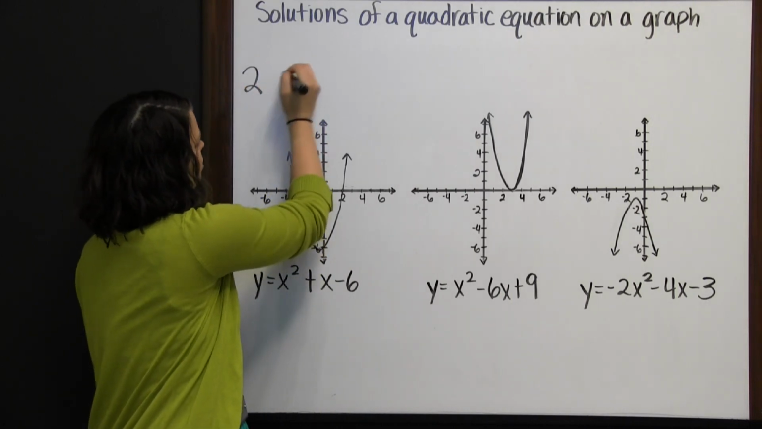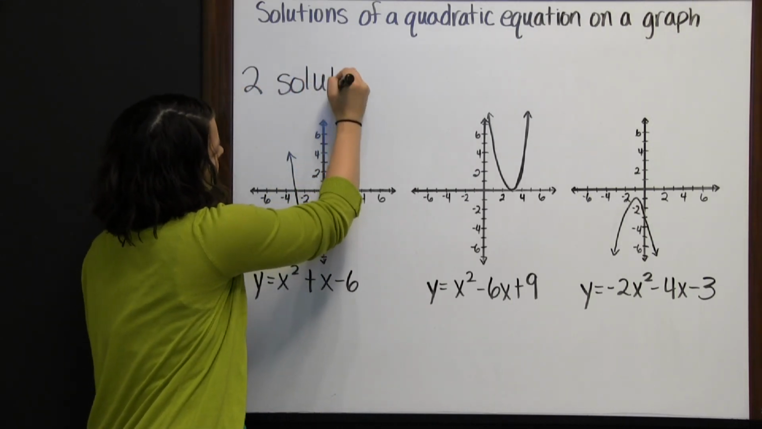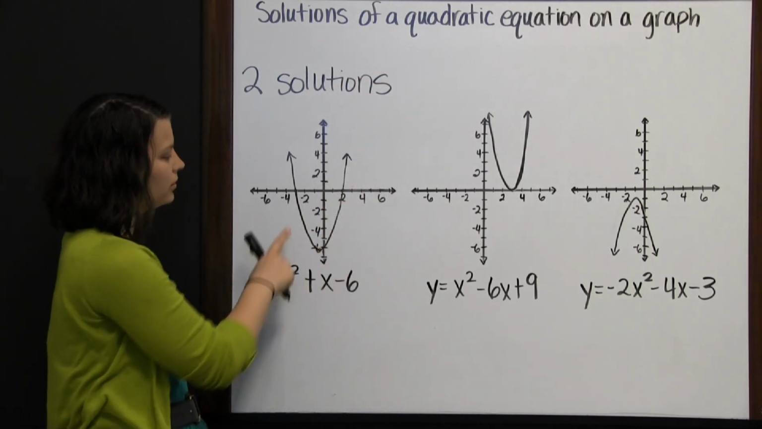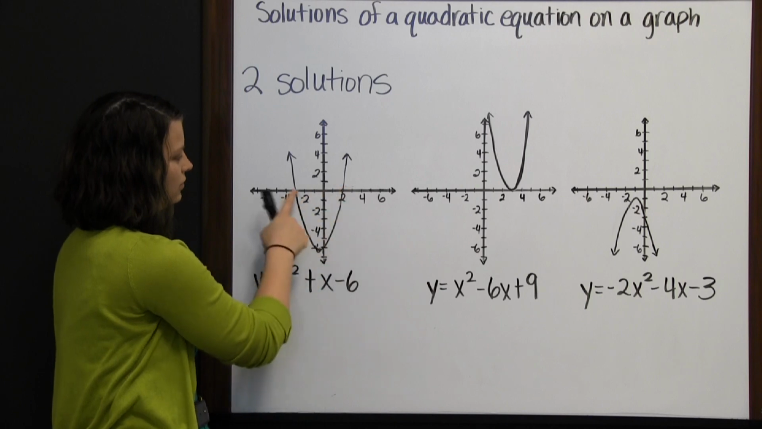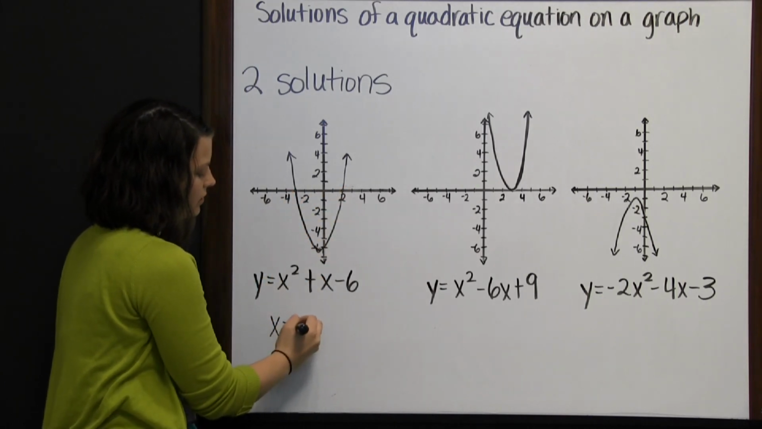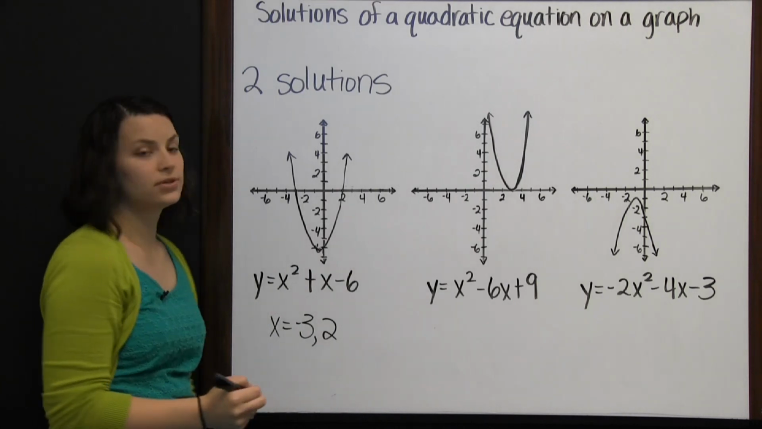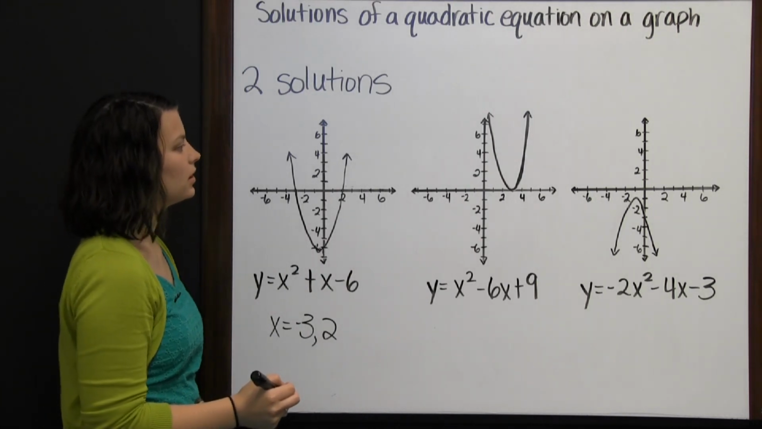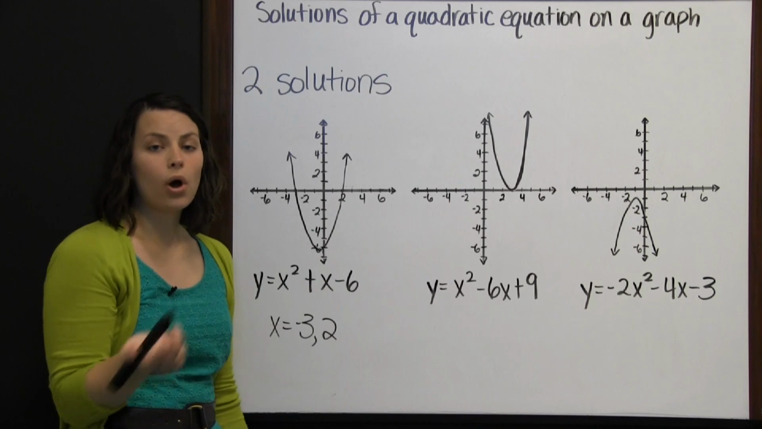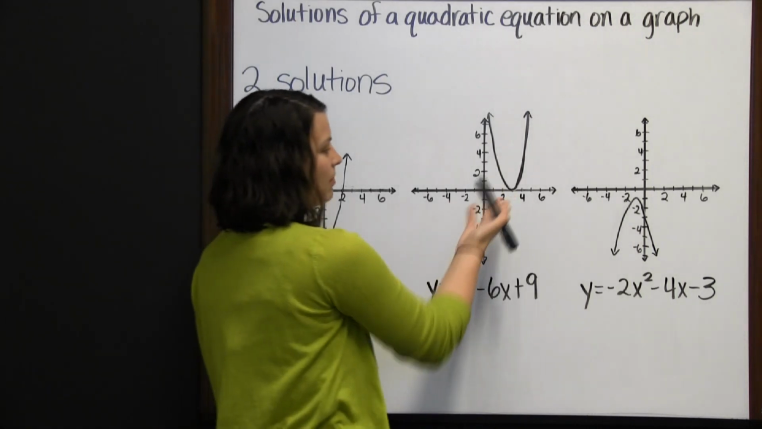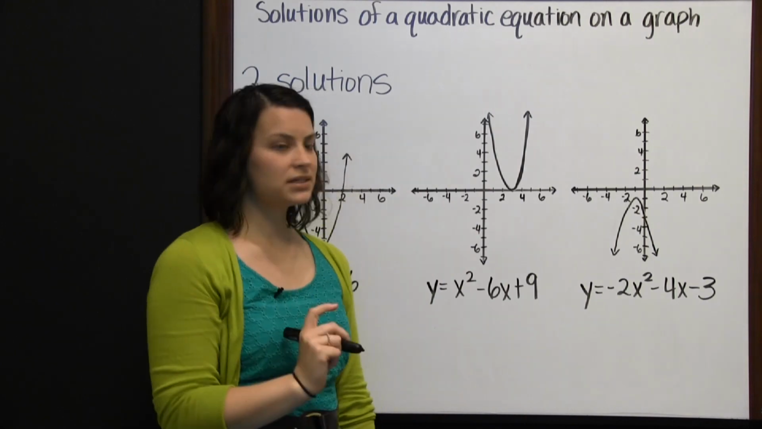This one has 2 solutions, and those 2 solutions are positive 2 and negative 3. So x equals negative 3 and positive 2. Those are the 2 solutions. However, the parabola won't always cross the x-axis 2 times. Sometimes it may only intersect it 1 time.